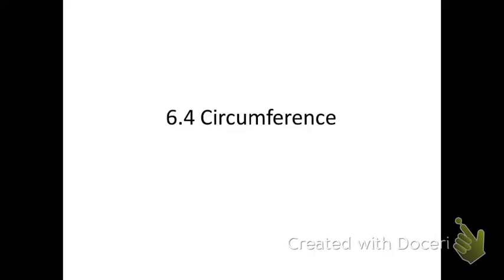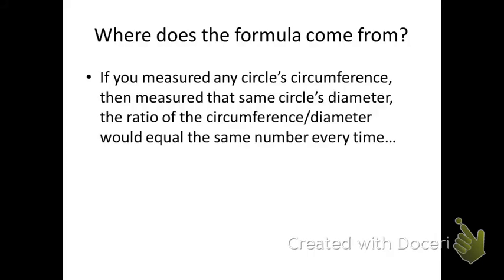In this video, we're going to learn about circumference, how to find it, how to find other things given it, and that's about it. So first, where does the formula come from? Well, if you're watching this after our in-class investigation, you will know that if you measured any circle's circumference and then measured that same circle's diameter, the ratio of the circumference divided by the diameter will equal the same number every time. And that number, if you've sat in any math class for the last few years, you've probably heard of before, and that number is pi, which is just a constant, approximately 3.14.